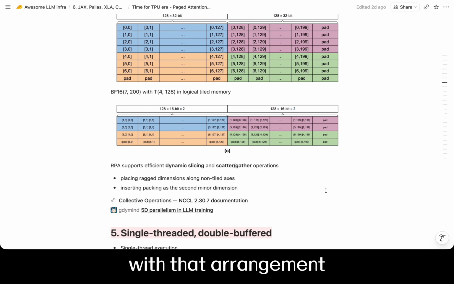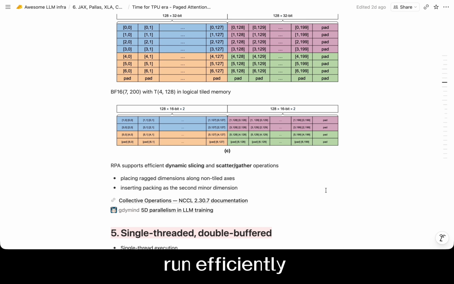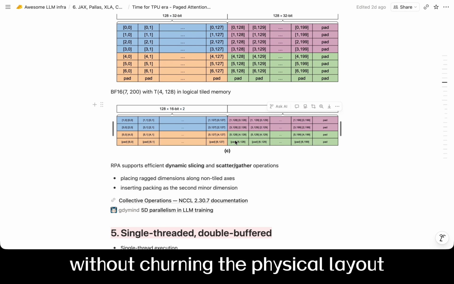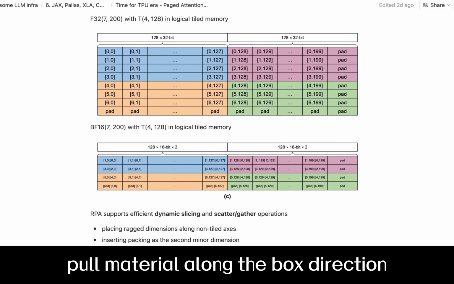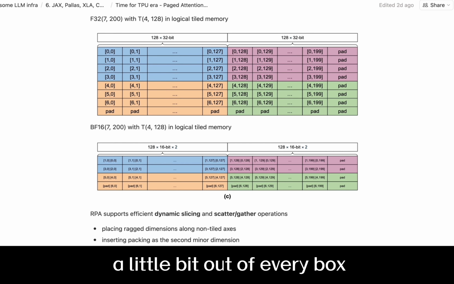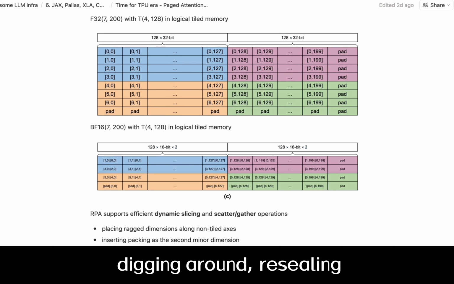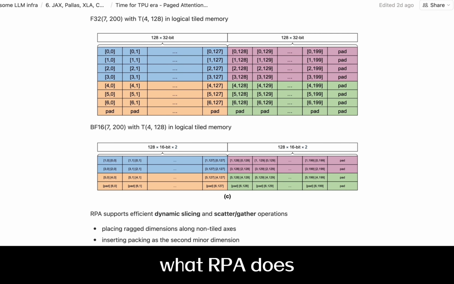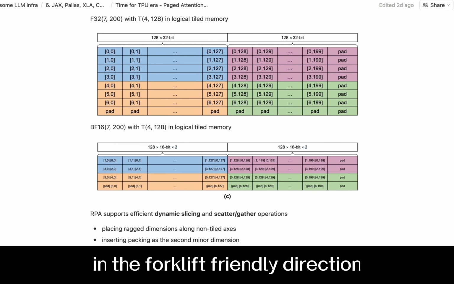With that agreement, dynamic slicing, scatter, and gather, all the irregular transfers run efficiently without churning the physical layout every time something moves. In warehouse terms, everything is stored in standardized boxes. Pull material along the box direction, and one forklift trip grabs the whole box. That's fast. Try to pull sideways a little bit out of every box. Now you are opening boxes, digging around, resealing, throughput collapses. What RPA does is stack the stuff that moves often in the forklift-friendly direction ahead of time.